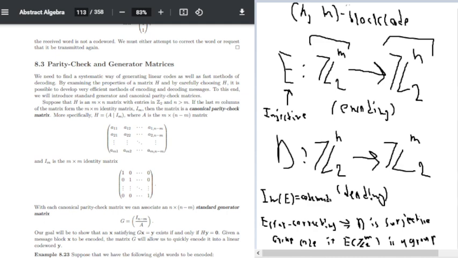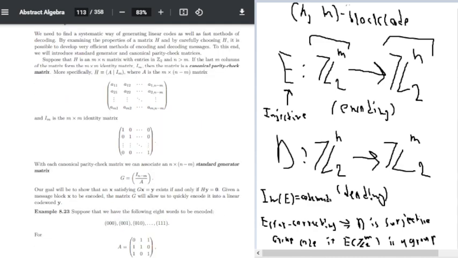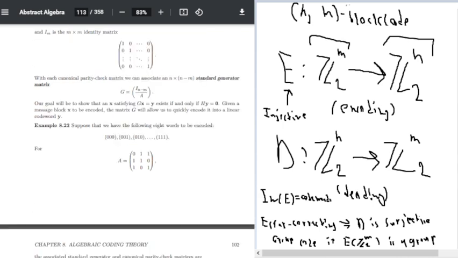With each canonical parity check matrix, we can associate an n times n minus m standard generator matrix. For this as well, note that H is this matrix followed by this matrix, and G is this matrix, the n minus m identity matrix on top and A on the bottom. Our goal will be to show that an x satisfying Gx equals y exists if and only if Hy is equal to 0. Given a message block x to be encoded, the matrix G will allow us to quickly encode it into a linear code word y.